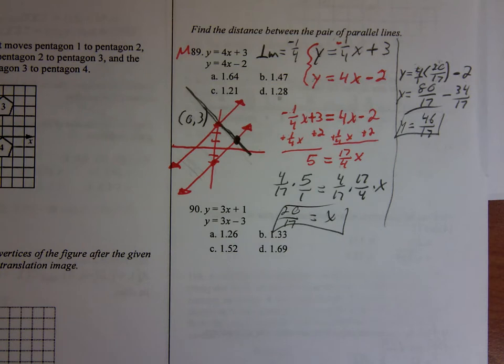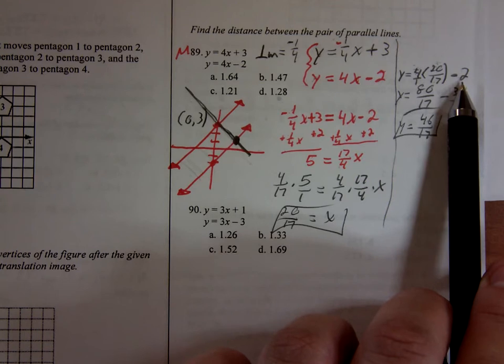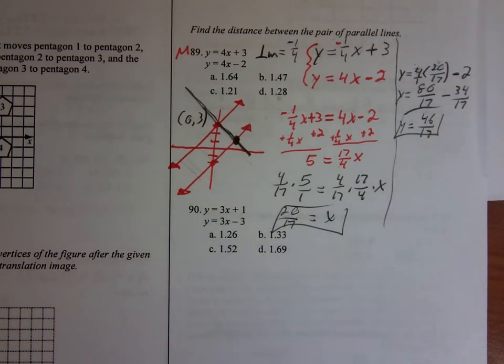Sorry, say it again? Sure. I wanted to convert this 2 into a fraction, so I want to convert it into 17ths. So 2 means I'm going to have 2 groups of 17 over 17. So that'd be 34/17 that I have. All right.